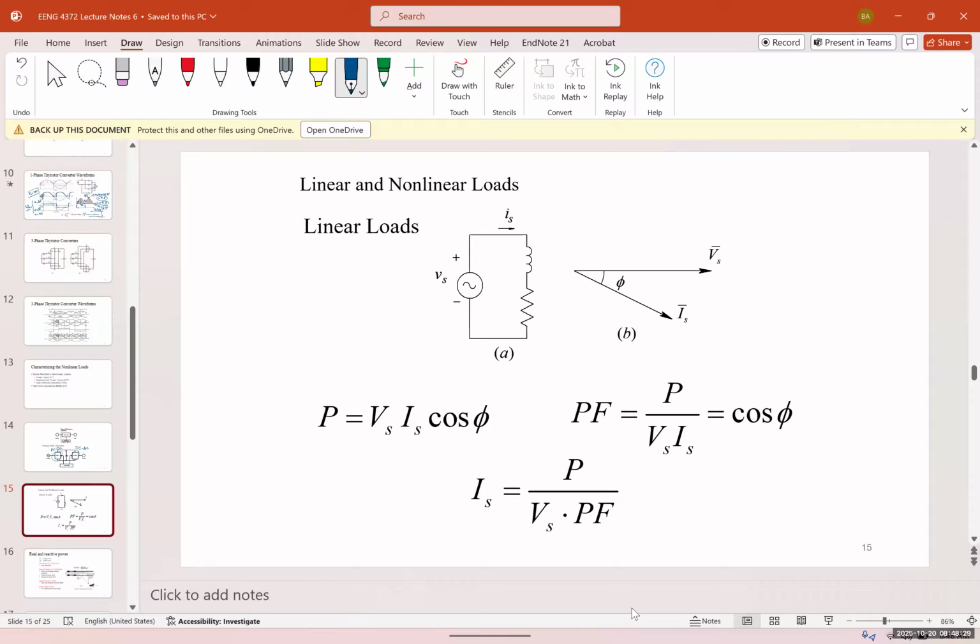We have linear and nonlinear loads. For linear loads, the signal is going to be Vs equals Vm cosine of phi. The power P is going to be Vs Is cosine of phi. The power factor was P over Vs Is, which is going to give us cosine of phi. In other words, it was real power to the apparent power, if you remember. And Is would be P over Vs times power factor.